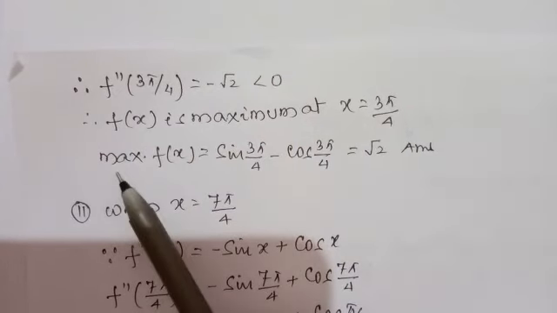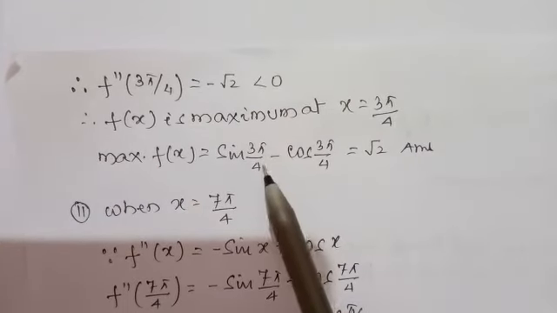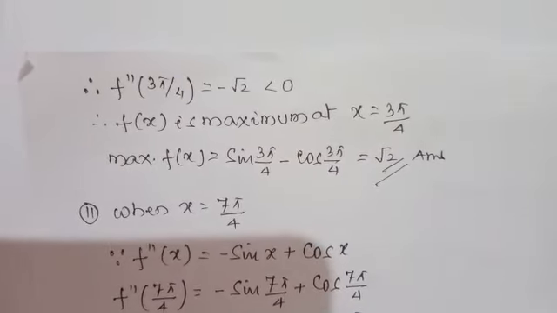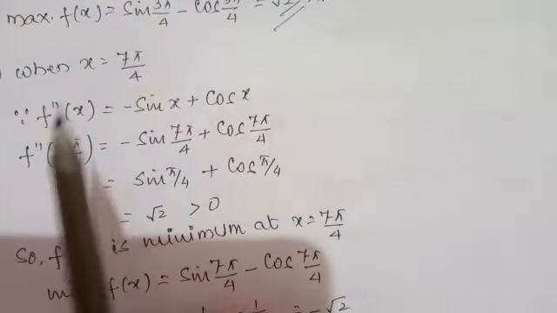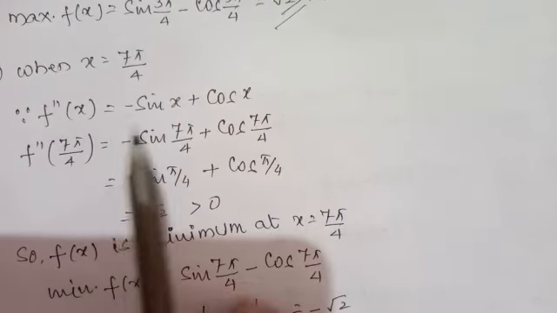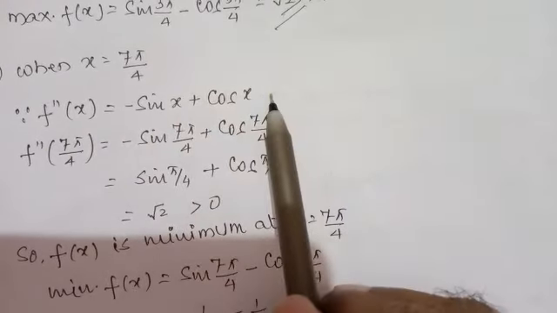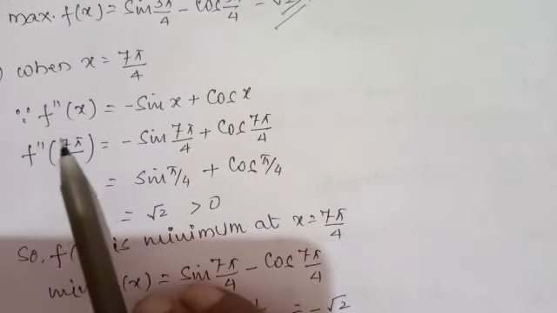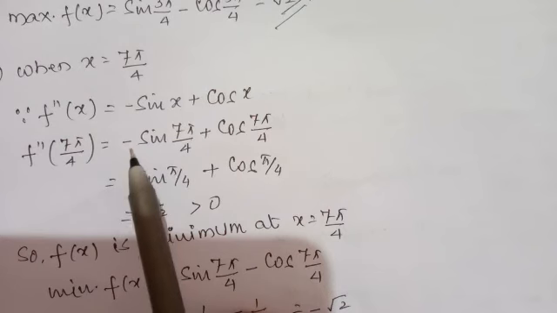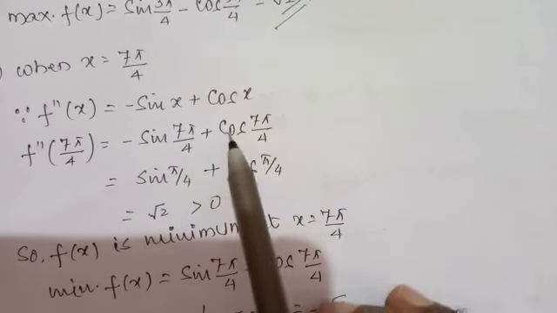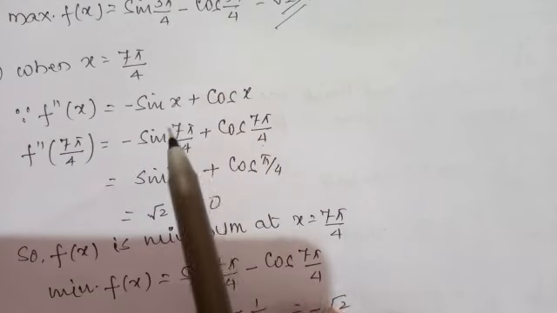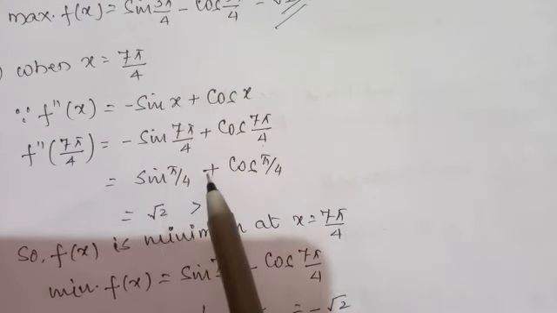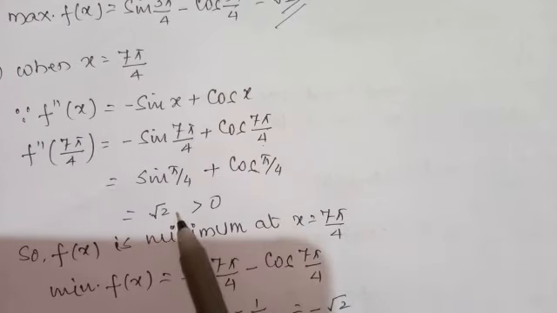And again put the value of x in the question. So the maximum value of f(x) is sine 3 pi by 4 minus cos 3 pi by 4. Write down their values, it becomes root 2. Similarly, when x is equal to 7 pi by 4, then f double dash will be minus sin x plus cos x, already obtained. f double dash 7 pi by 4 is equal to minus sin 7 pi by 4 plus cos 7 pi by 4. Its equivalent value will be sin pi by 4 plus cos pi by 4, which is root 2.